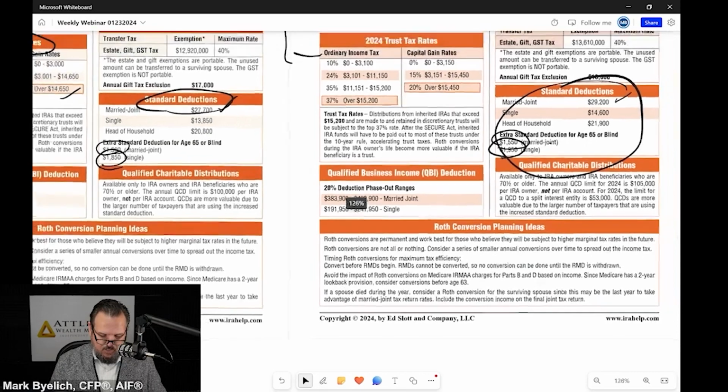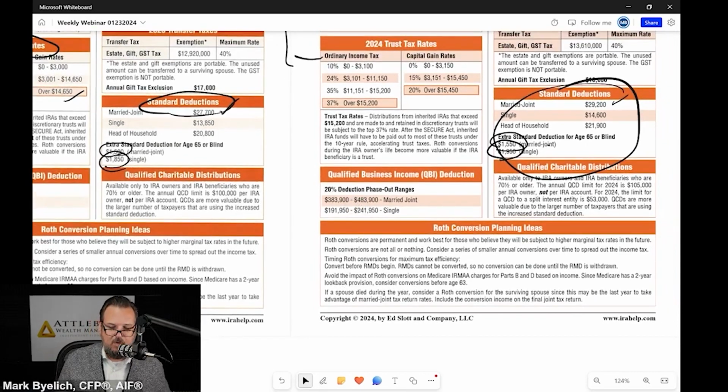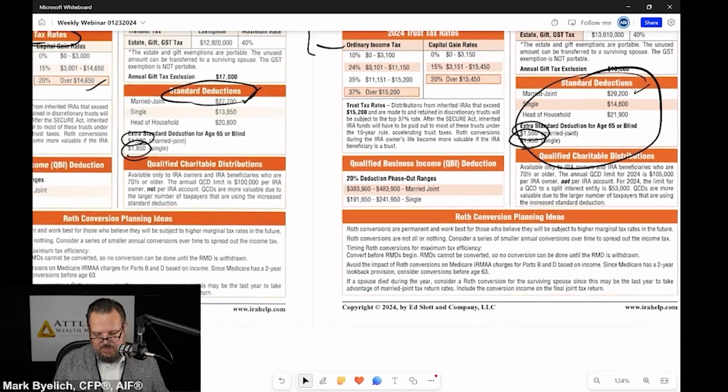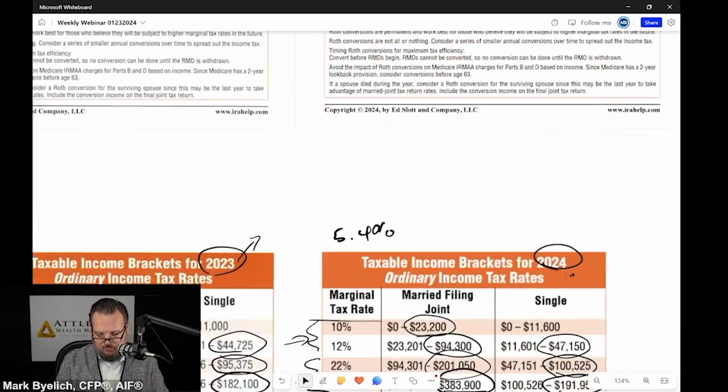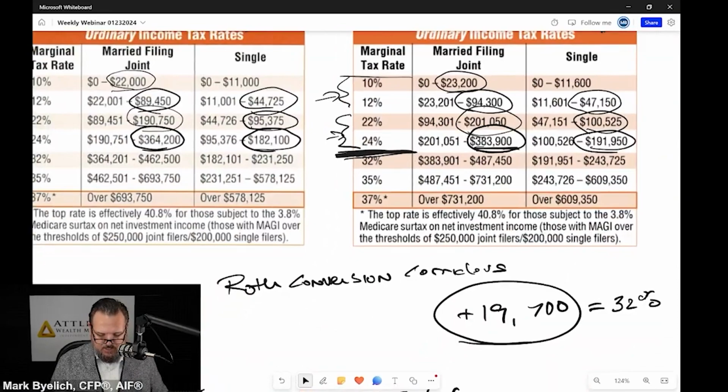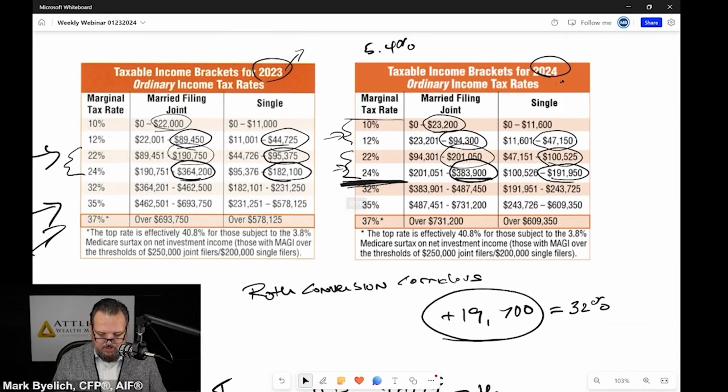So that's good. That's also your standard deduction. If you don't have deductions over that amount, everybody at least gets $29,200 if you're married, $14,600 if you're single. And if you're over 65, you get a bit more. And then you see head of household there as well. But back to capital gains, let's talk about this for a second, because this part is really important.